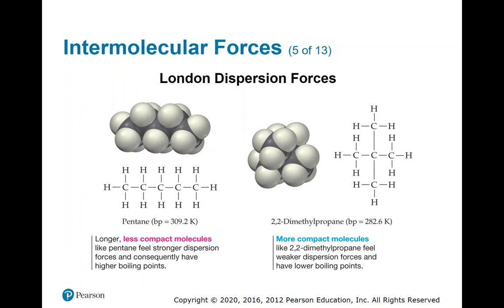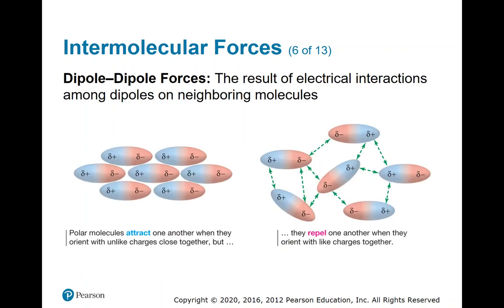Don't worry too much about where those names come from. The important thing to notice about those structures is with pentane, we have a longer and less compact molecule compared to 2,2-dimethylpropane. Now, both of those molecules are essentially completely nonpolar, and the only difference between them is how compact they are. So they have the exact same molecular weight and everything. And it turns out that if you have a less compact molecule, it's going to have stronger dispersion forces if everything else is equal. So pentane has stronger dispersion forces than 2,2-dimethylpropane, and therefore its boiling point happens to be about 25 degrees Celsius higher than the 2,2-dimethylpropane's boiling point. So that's London dispersion forces.